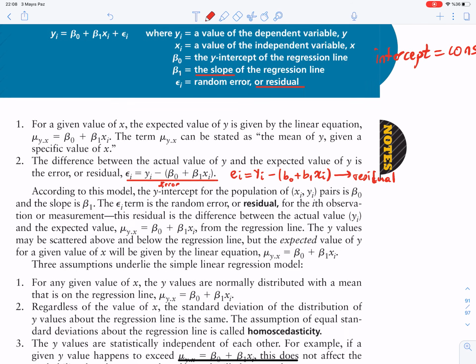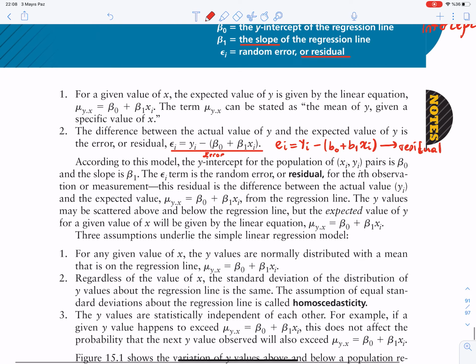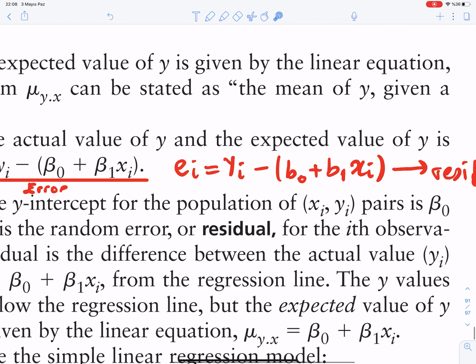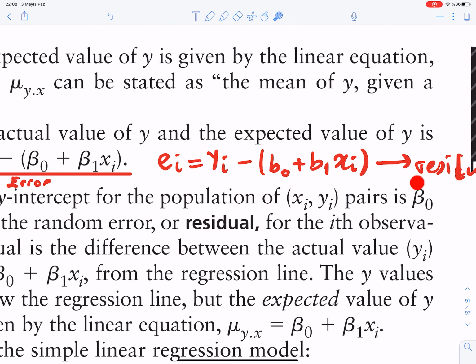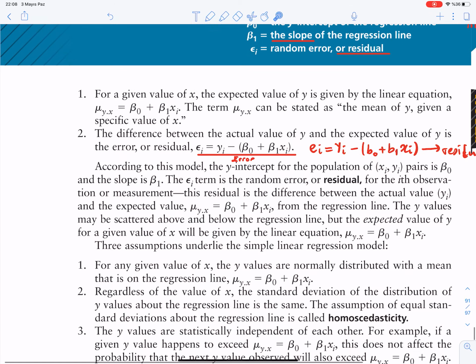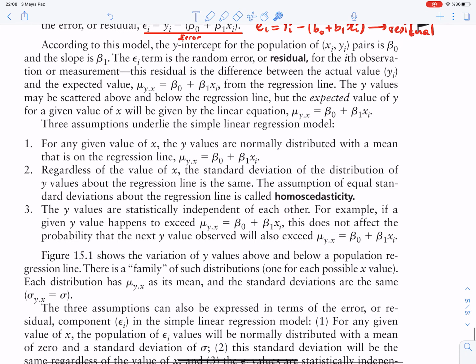Yes, that's the residual. So in my case, this is the random error, and this is the random error, and this one is the residual. That's the residual. Okay, let's speed up a little. The assumptions, you can read all of this yourself here. I'm going to move on to the next three assumptions that underlie the simple linear model.